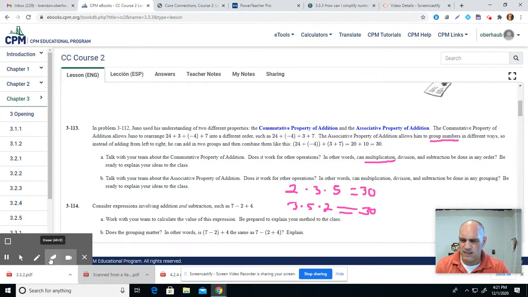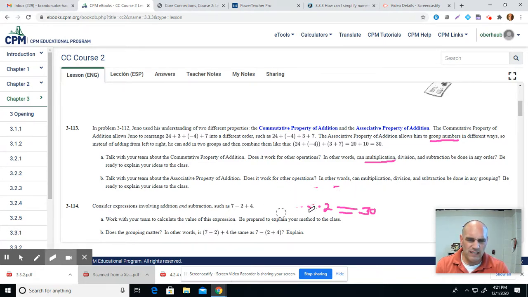So let's erase this. Now let's see if it works for division. All right, let's do 24 divided by 6 divided by 2. If we do this, I get 24 divided by 6 is 4. 4 divided by 2 is 2.